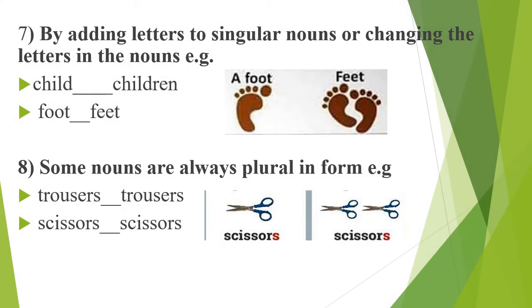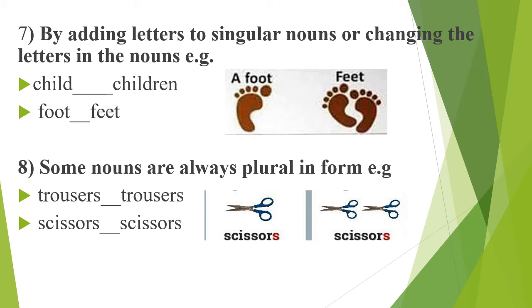The next way to make plural nouns is that we add some words or change some words of singular nouns. For example, child, children, we have added words over there. Foot, feet, tooth, teeth. In these words, we have changed some words in the singular noun when we have made their plural.